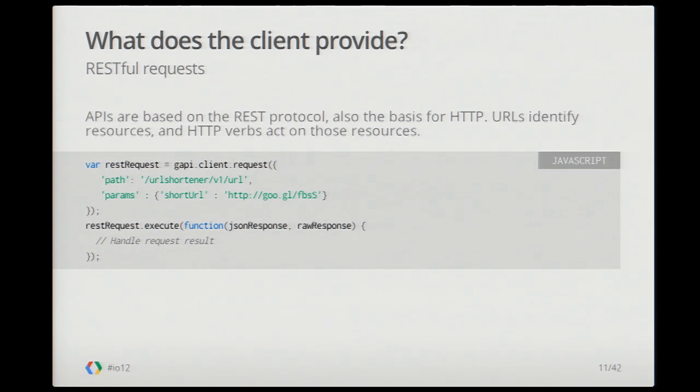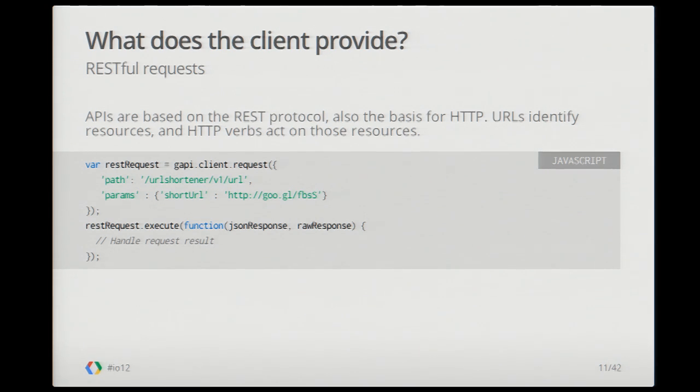Okay, so you're probably wondering, well, what do I get by using the JS client? Well, the first thing is we have a method that allows you to make these RESTful requests. All of our APIs are based on the REST protocol, which is also the basis for HTTP. URLs typically identify resources, and then you specify the HTTP verb, such as post or put or get, that is going to do an operation on these resources.